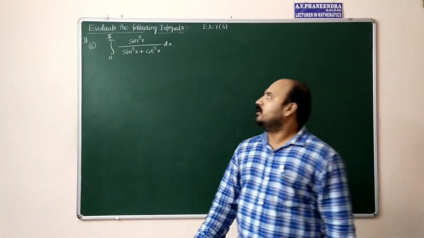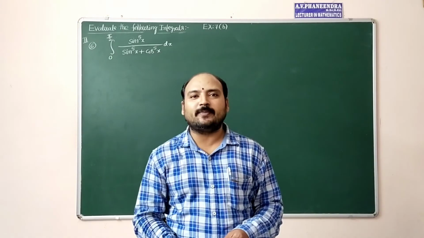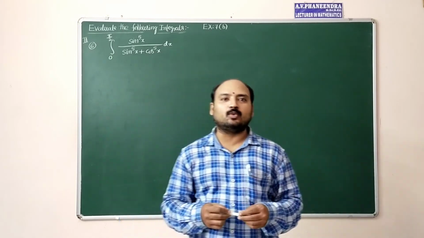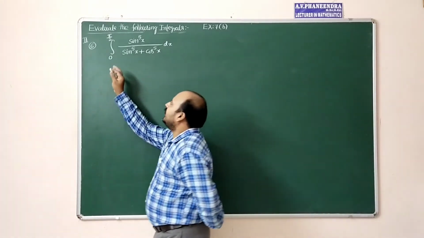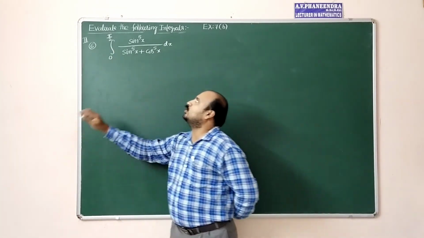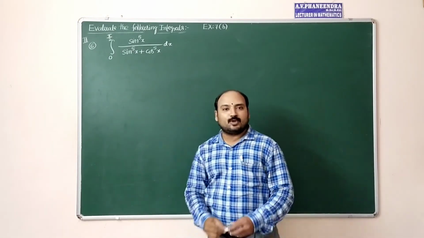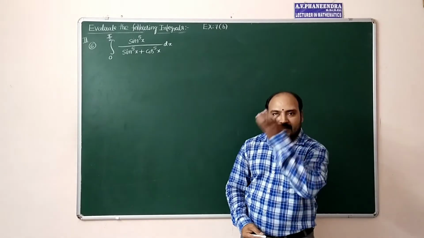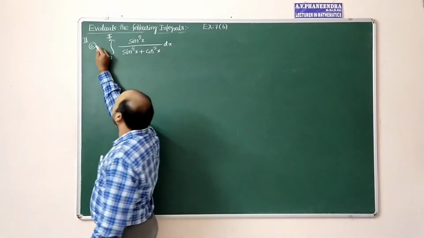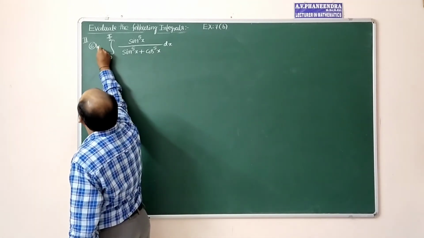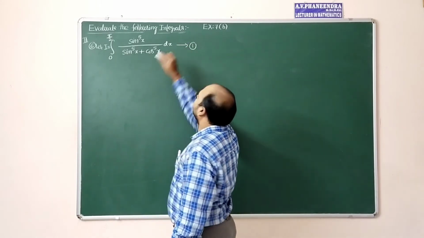The next question. This type of question is very important for 4 marks or 2 marks, that means either SAQ or BSAQ. They will compulsorily ask this type of question in the public examination. So evaluate integral 0 to pi by 2 sin power 5x divided by sin power 5x plus cos power 5x dx. To evaluate these types of problems, consider the given integral as I equal to, and call that equation number 1.